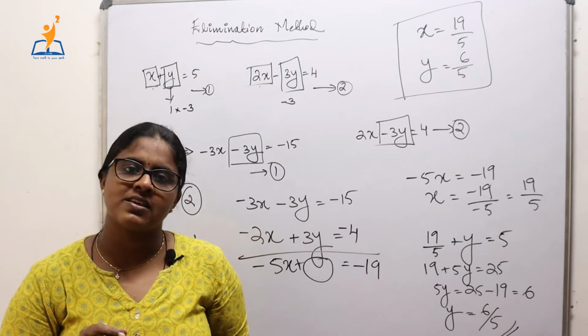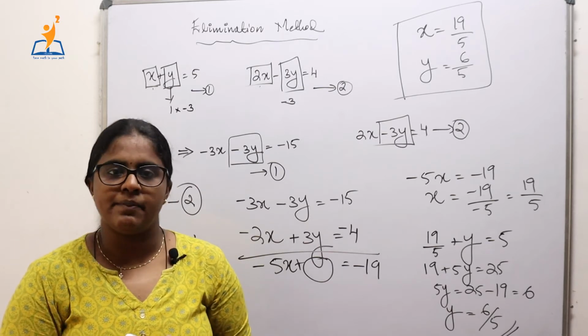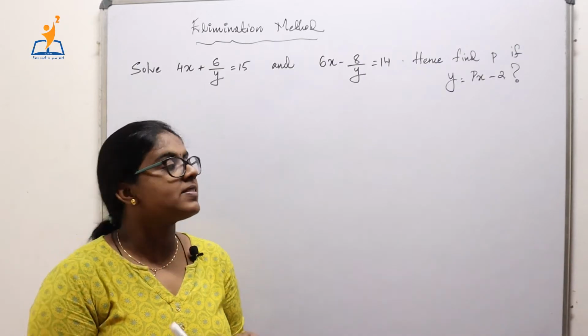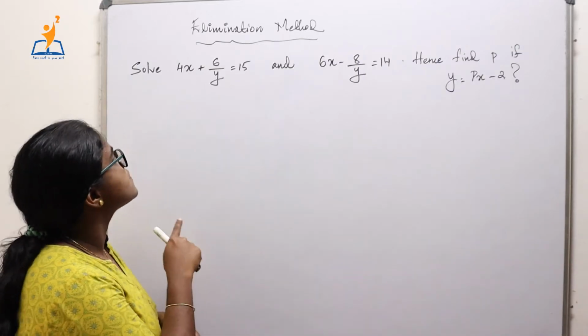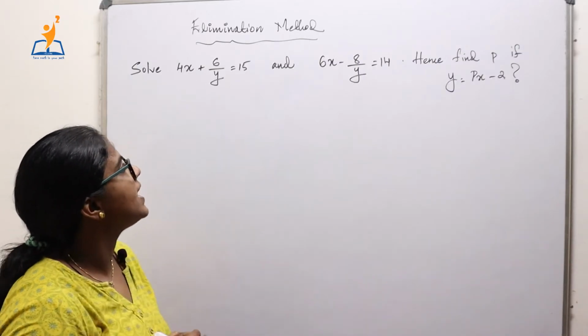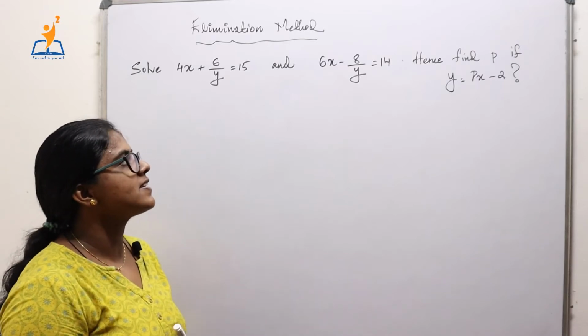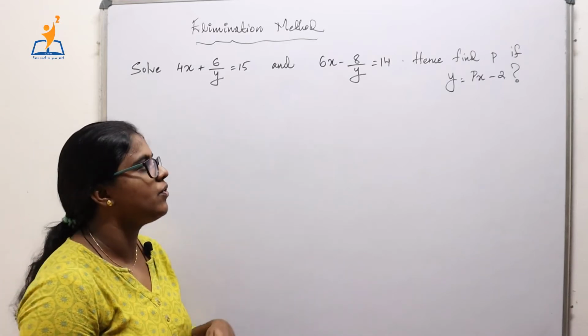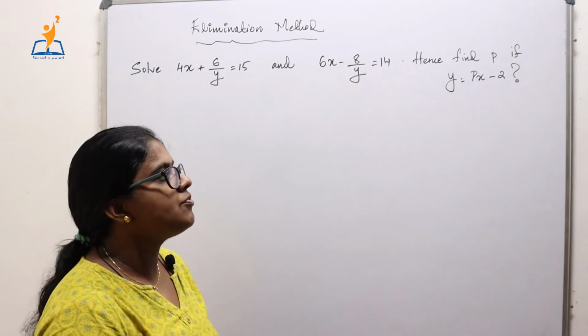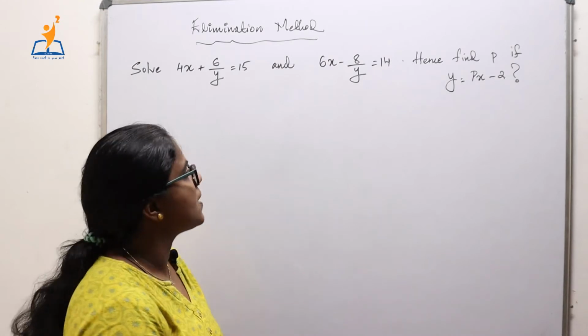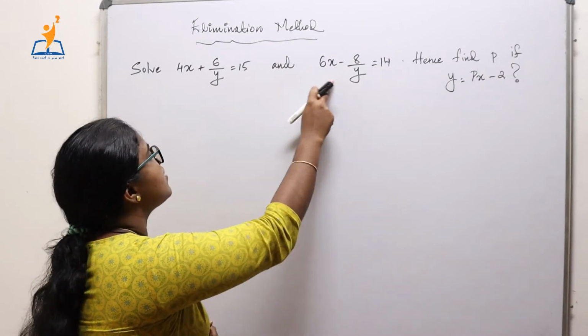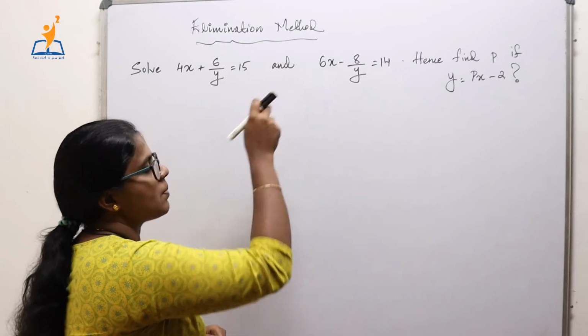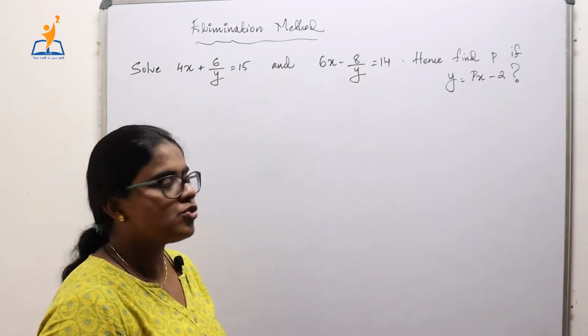Now let's discuss some more problems with the elimination method. Consider this question. The question is, solve 4x plus 6 by y equals 15 and 6x minus 8 by y equals 14. Hence find p if y is equal to px minus 2. First of all, we can solve this pair of linear equations in two variables.